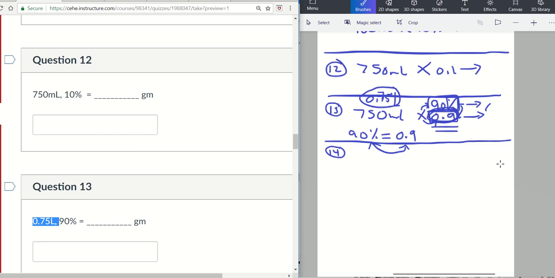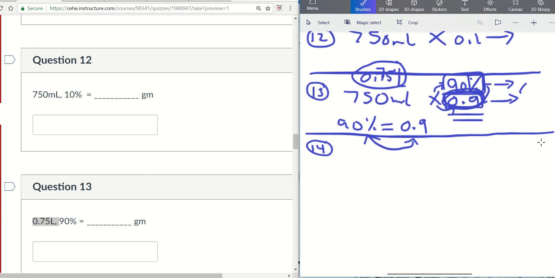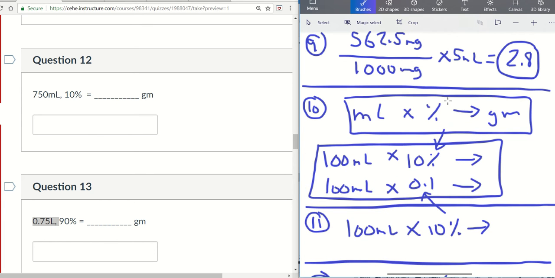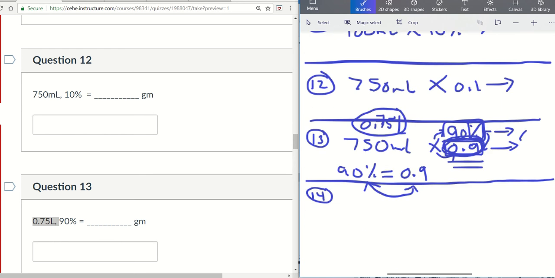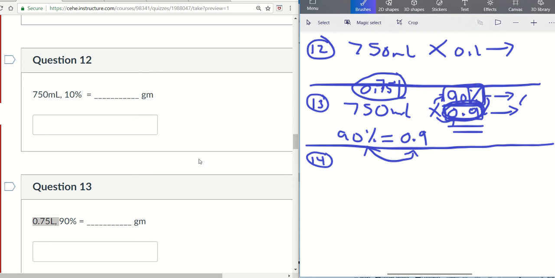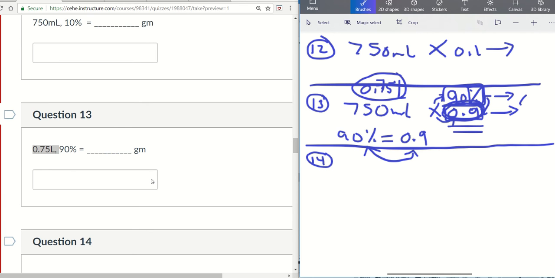So 13 is where you're at. You got to be in mL. So the equation is in mLs. You can't be in liters. Okay, I got 675. Okay, good. So we're on the same page. What was your question? Number 13, what did you get?